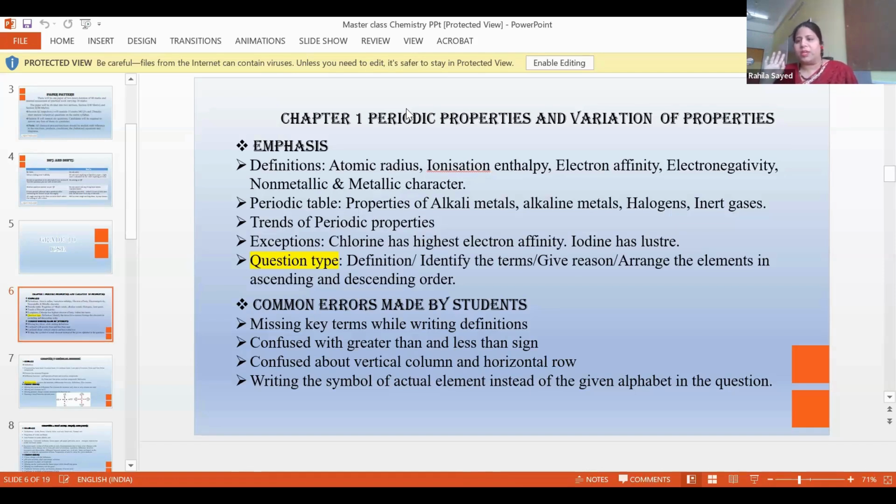It's fine if you are not using it, but then you have to separate them with the commas. And whatever element is given in the question, copy the same thing. Sometimes you are in a hurry and you write something else, so the answer over there goes wrong.